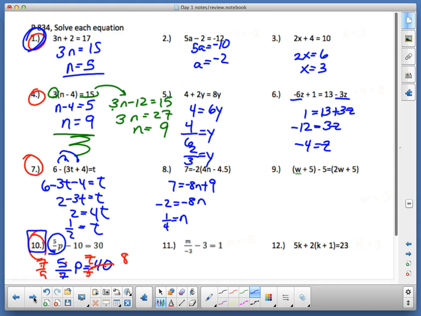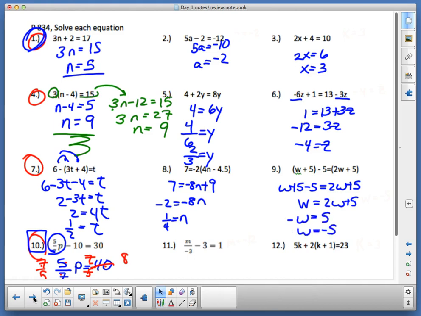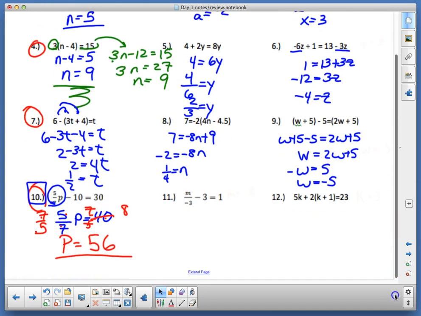In 9, I'm looking at w plus 5 minus 5. Well, there isn't anything else on that left side. So really, this is w plus 5 minus 5 equal to w plus 5, because there's nothing for exponents on the outside of the parentheses or multiplying anything outside of them. And now I get w is equal to 2w plus 5. I subtract 2w, and I get negative w is equal to 5, so now I know w is equal to negative 5.